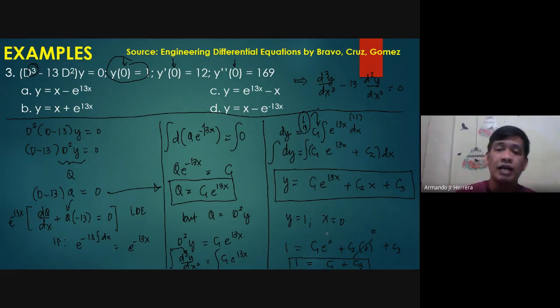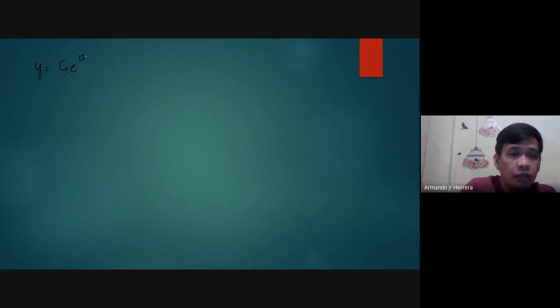So again, we have a second condition that when x is 0, y prime is 12. So from our general solution, y equals c1 e to the 13x plus c2 x plus c3, we need to get the first derivative.